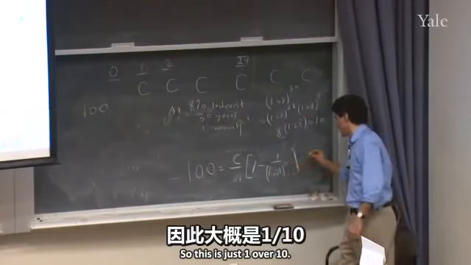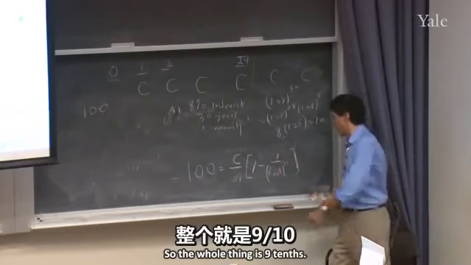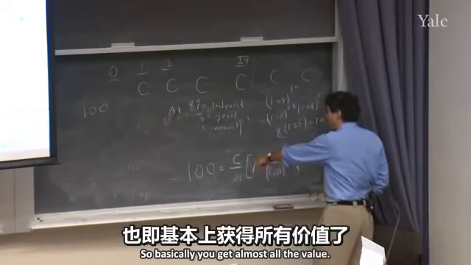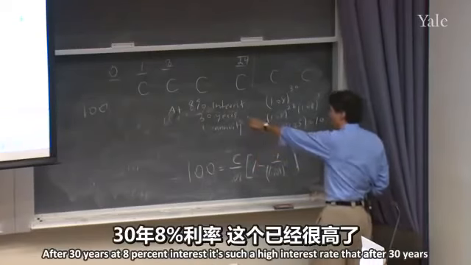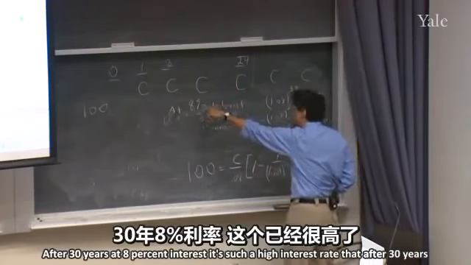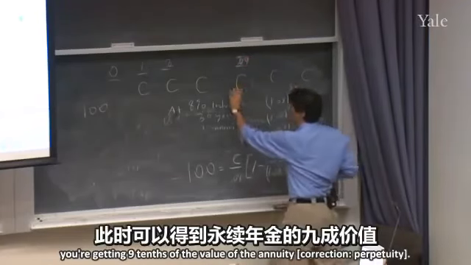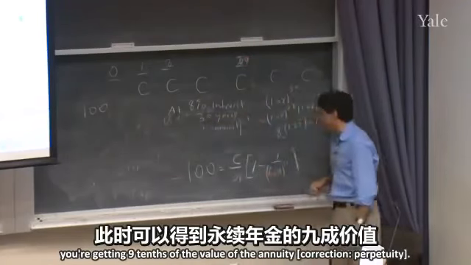Okay, so this is just 1 over 10. So the whole thing is 9/10. So basically, you get almost all the value. After 30 years at 8% interest, it's such a high interest rate that you're getting 9/10 of the value of the annuity.